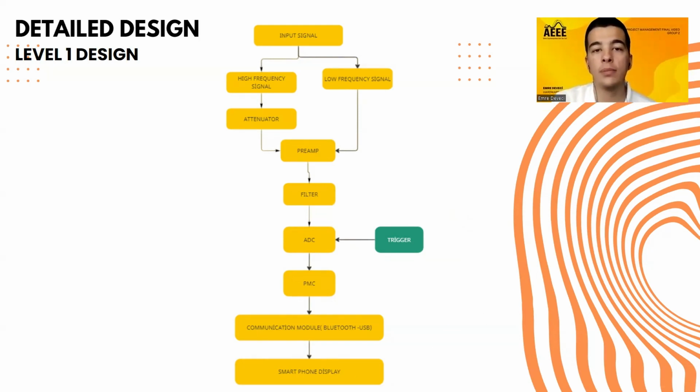From a hardware engineer's perspective, this block diagram outlines the physical components and their interactions. If the input signal is a high-frequency signal, we must attenuate that signal before the preamp gain. But if the input signal is a low-frequency signal, we don't have to. We use the preamp to boost signal strength.